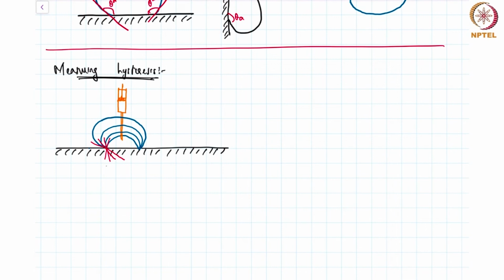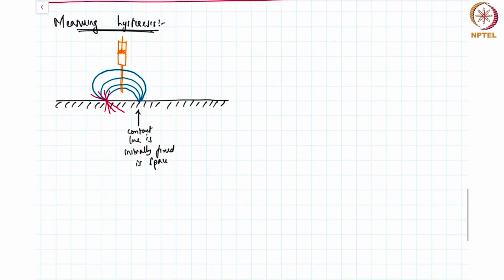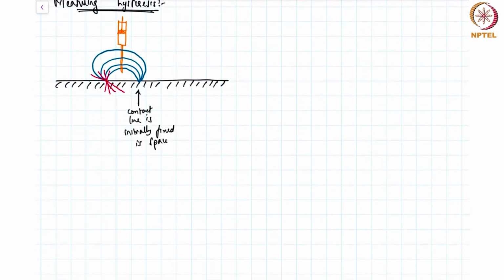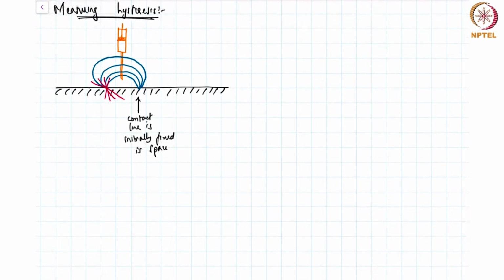So in all these cases, the contact line is initially fixed in space. When I say fixed in space, it remains at the same location. You are not actually in any way holding it there. So the natural processes will basically tend to make it stay there.